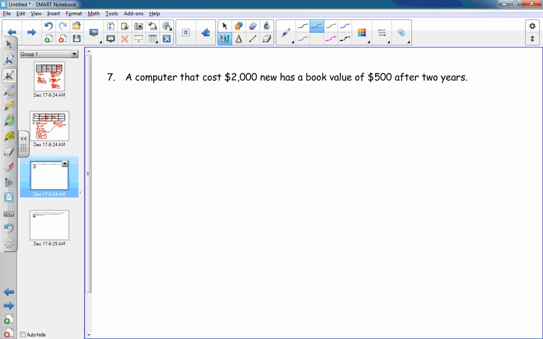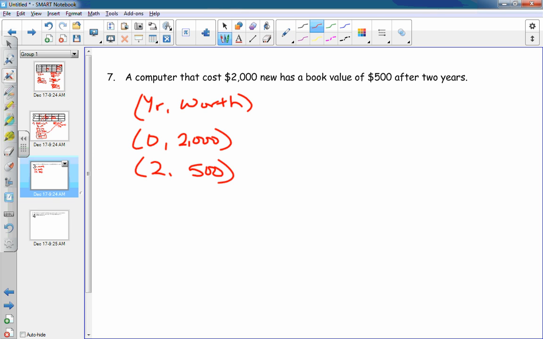You have to have what in order to find the equation of a line? The slope. In order to find a slope, you have to have what? How many points? 2 points. Well, what are my 2 points I'm going to have? (0, 2,000). I'm going to have my year and my worth as my ordered pair. So at year 0, it was $2,000. And then after 2 years, it was now worth $500.